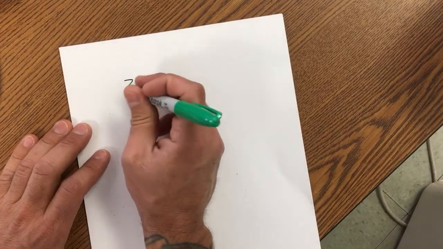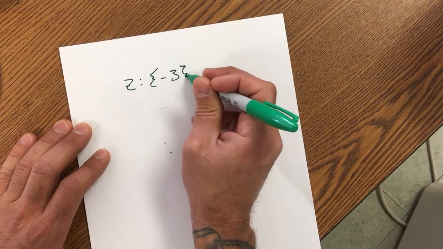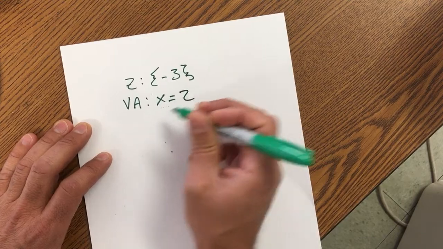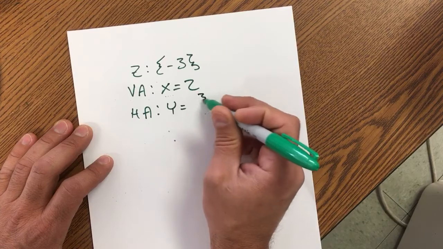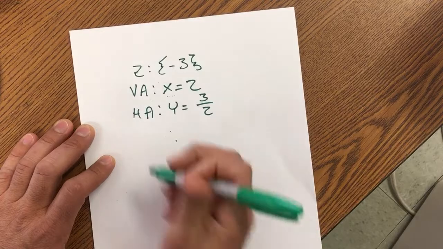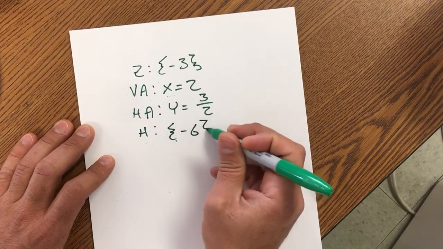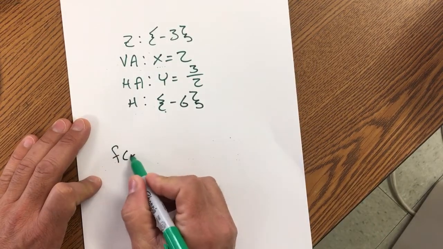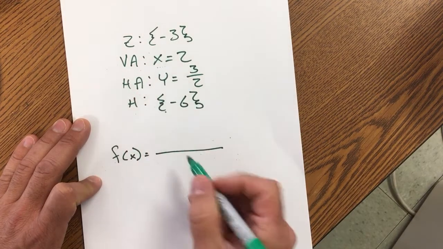So I have a 0 of -3. I have a vertical asymptote of x equals 2. I have a horizontal asymptote of y equals 3 over 2. And I'm going to have a hole of -6. So zeros come from the top. I need to put f of x equals, that's every function, fraction bar. Zeros come from the top.